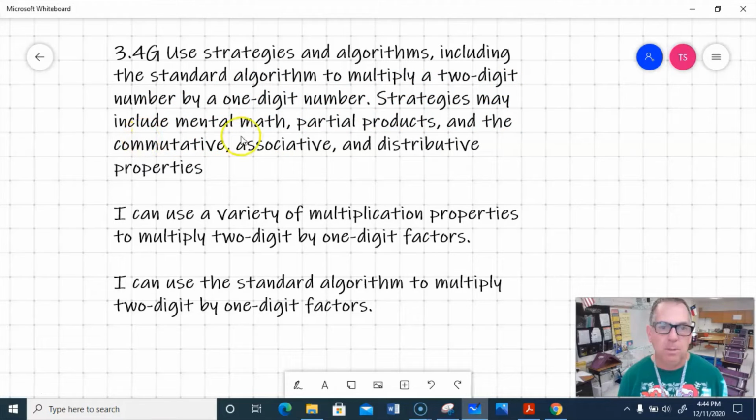Strategies may include mental math, partial product, and the commutative, associative, and distributive properties. And what we want to be able to do is, I can use a variety of multiplication properties to multiply 2-digit by 1-digit factors, and I can use the standard algorithm to multiply 2-digit by 1-digit factors.